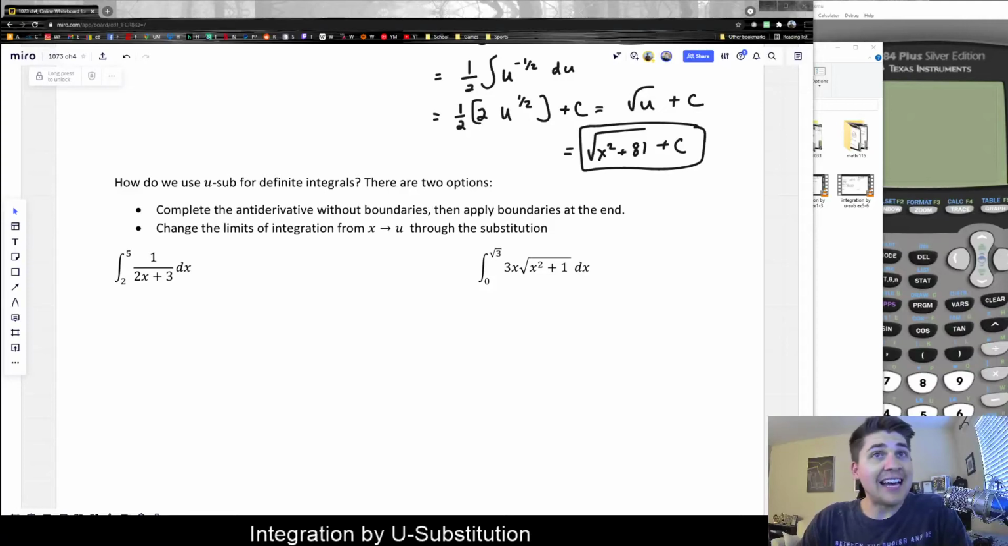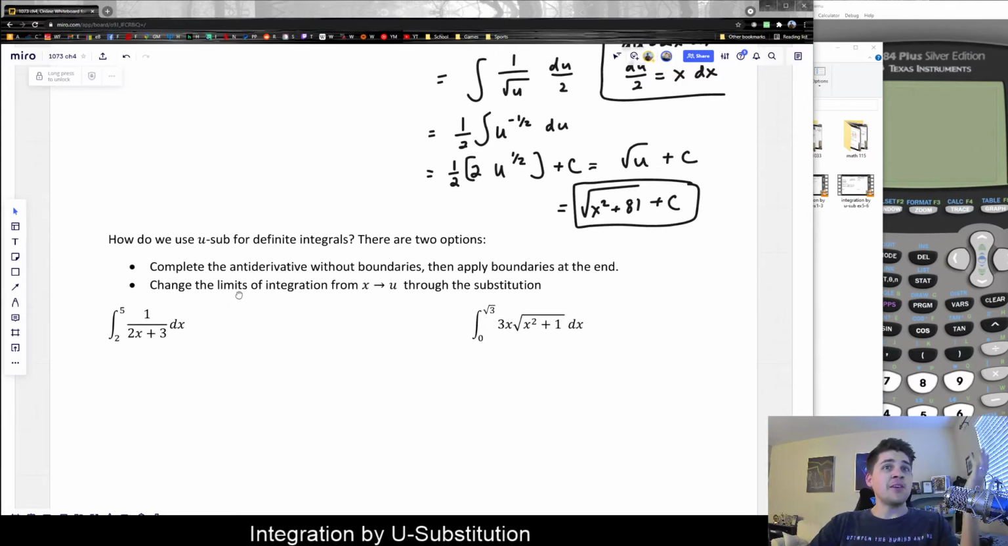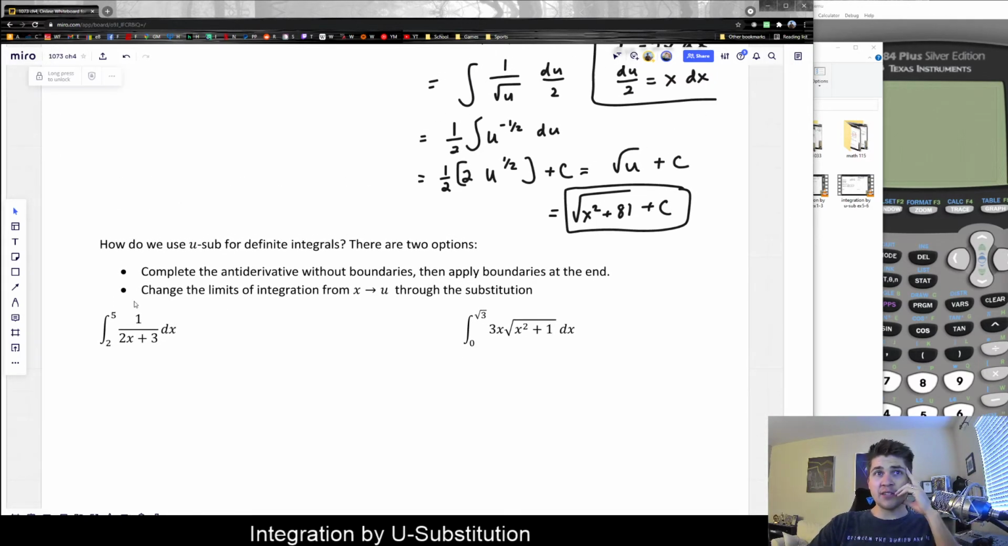In this video, we will look at solving integrals via u-substitution when they are definite. And the short answer to how it is different when it's a definite integral is that it's the same, you just need to also change your boundaries. Because another thing to remember about boundaries of integration is this corresponds to area under the curve.